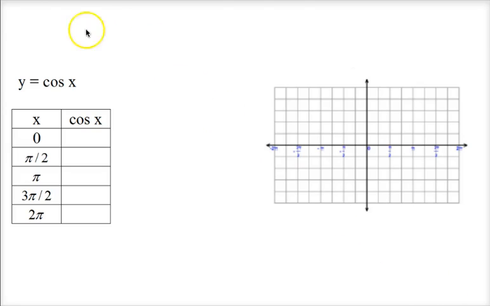So when we're filling out this chart, at 0, cosine is 1. At pi over 2, cosine is 0. At pi, cosine is -1. At 3 pi over 2, cosine is 0. And at 2 pi, cosine is 1. So we plot these. We have 0, 1. Pi over 2, 0. Pi, -1. 3 pi over 2, 0. And 2 pi, 1.